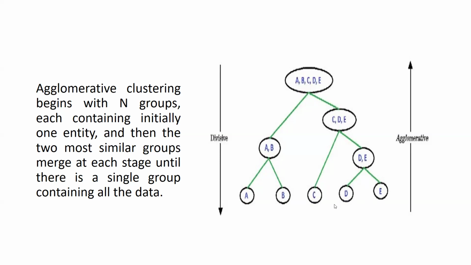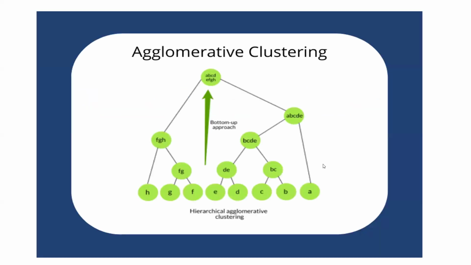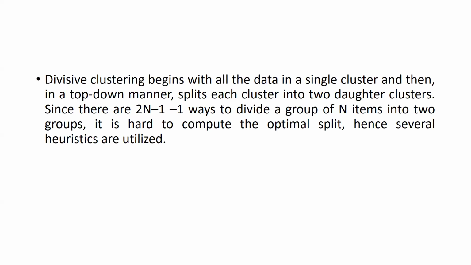Agglomerative clustering begins with n groups, each containing initially one entity, and then the two most similar groups merge at each stage until there is a single group containing all the data. As I said, that is the bottom-up approach, and we are converting into one single cluster, one single group.